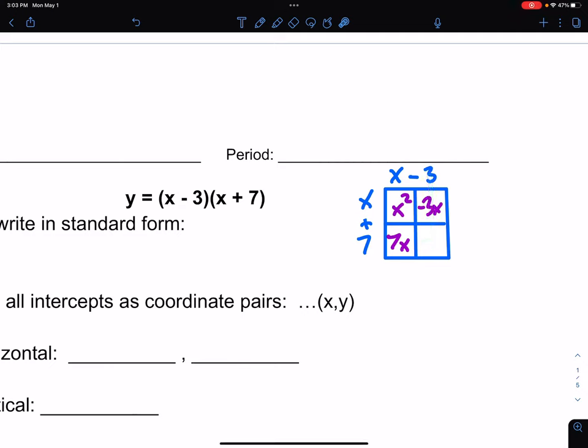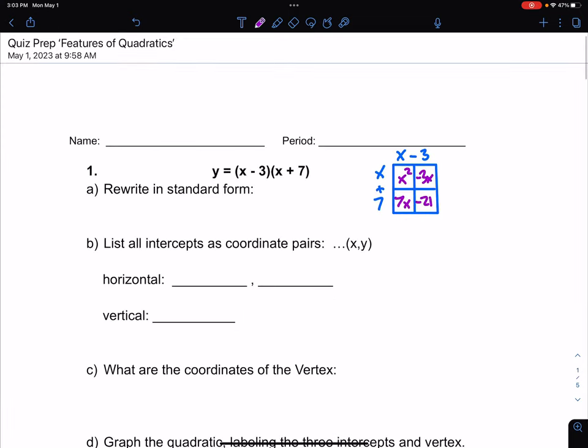I'm going to multiply negative 3 times positive 7. A negative times a positive is a negative. 3 times 7 is 21, negative 21. We've got to add it all up and we'll have standard form: x squared plus 7x minus 3x minus 21.